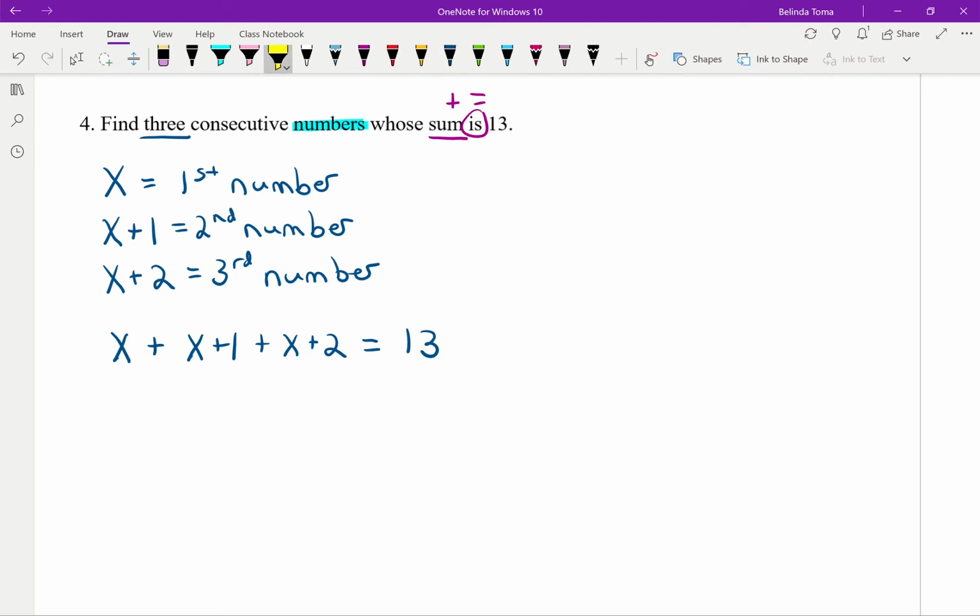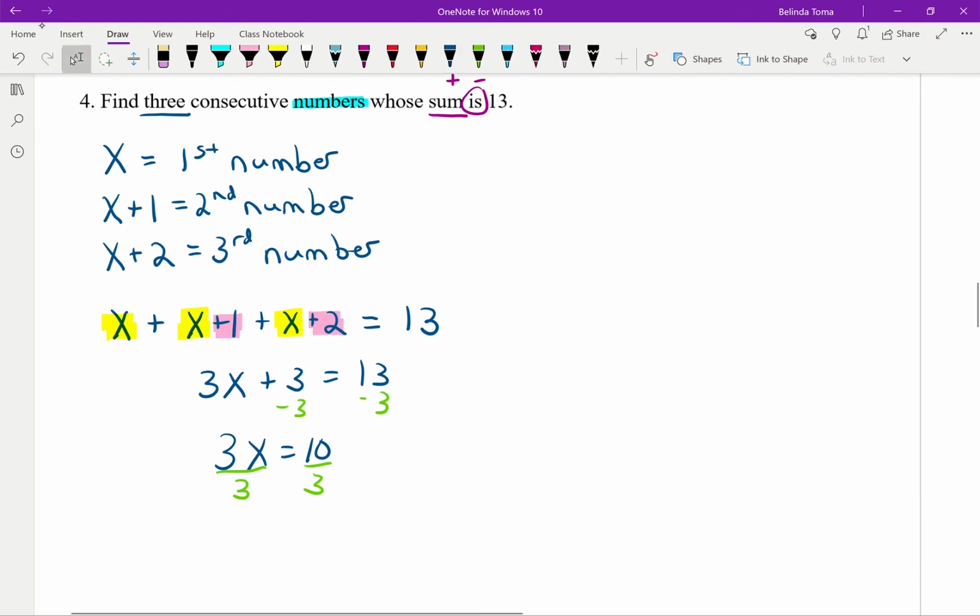What we're going to do now is we're going to identify our like terms. We have an x plus an x plus an x, which is going to lead us to 3x. And we have a positive 1 and a positive 2, which is going to lead us to plus 3. So now when we solve, we're using our inverse operations, and we're subtracting 3 first to get 3x is equal to 10. And then we're undoing the multiplication by dividing by 3. And what we end up with is x is equal to 10 thirds, or 3 1/3.